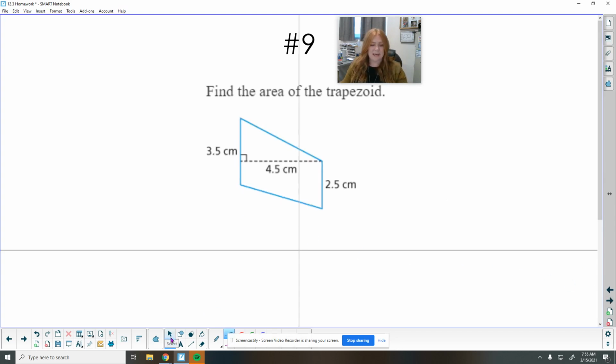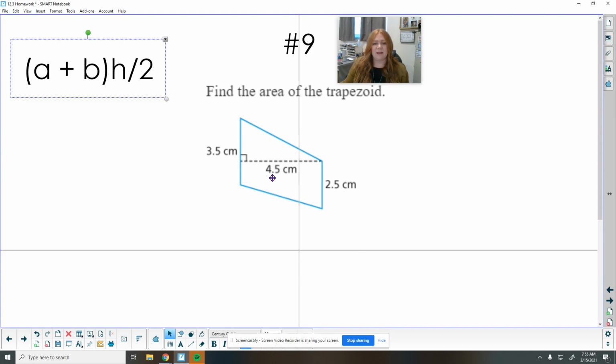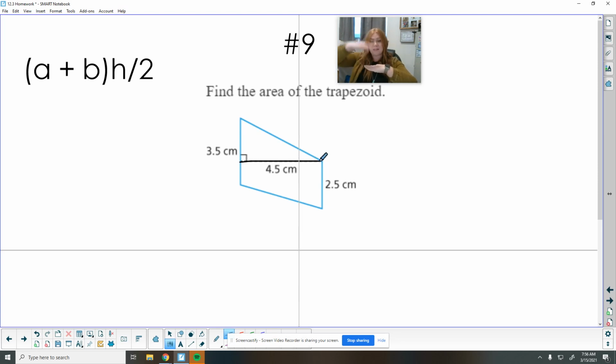Okay, number 9, using our formula. So this one is just flipped. So remember, the bases are always going to be the parallel sides. So if I'm looking at these ones, I can see my height goes here. The height connects the parallel sides. So we've seen a lot that go, the height goes up and down. This one's just going across. It's just been flipped on its side.